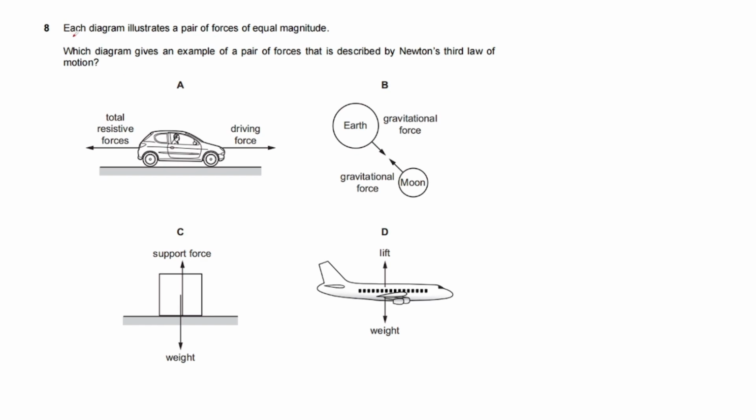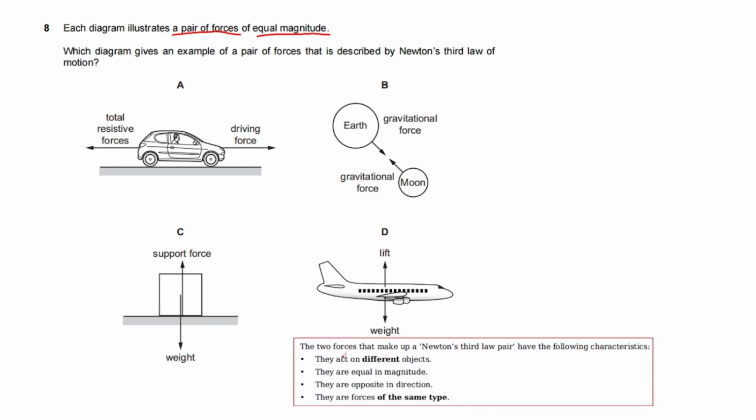Question number 8. Each diagram illustrates a pair of forces of equal magnitude. Which diagram gives an example of a pair of forces that is described by Newton's third law of motion? So for the two forces to make up a Newton's third law pair, they must have the following characteristics. The first one is they act on different objects.